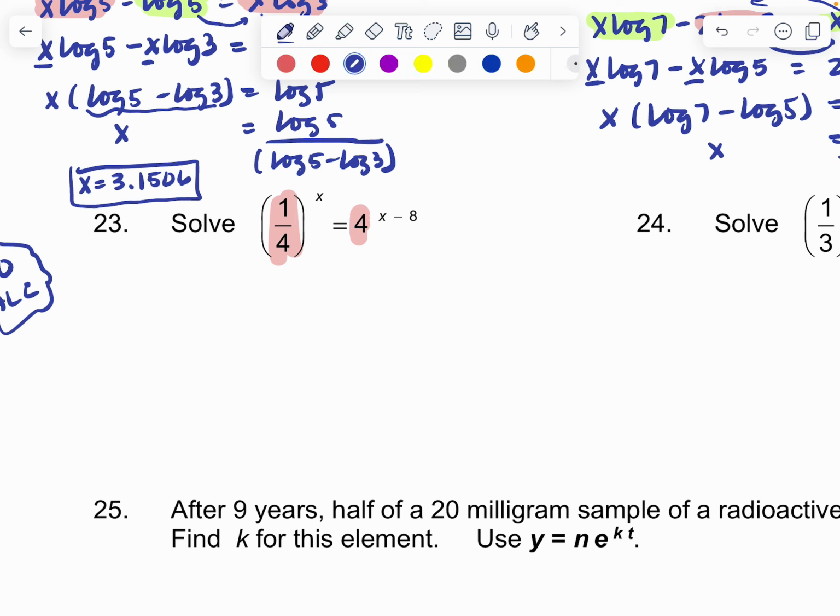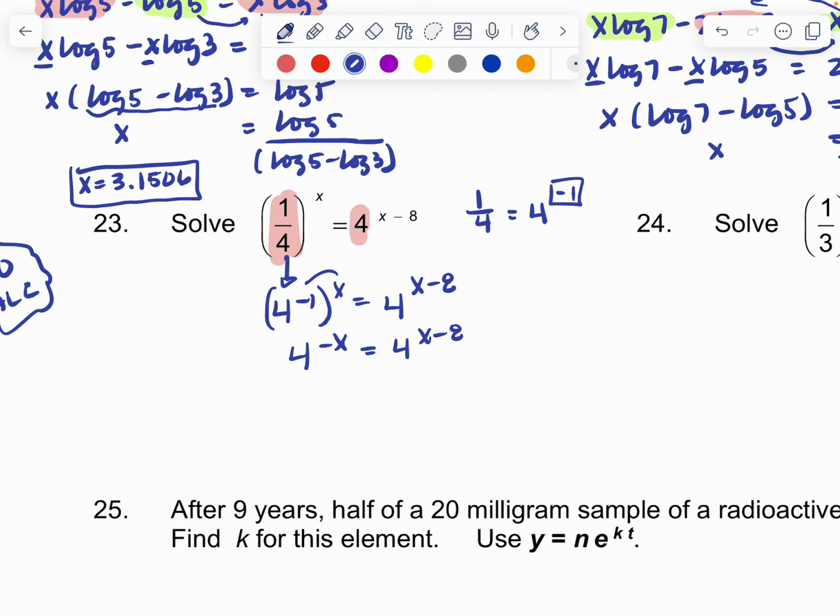So look, if I can get this base to equal that base, then I don't need logarithms, right? So how can I rewrite 1/4 as 4 to some power? Any ideas? Yeah, this stumped us today. Look, 4 to the negative 1 actually gives you 1/4. Remember, a negative exponent brings that base down into the bottom as a denominator. So I'm going to rewrite this as 4 to the negative 1, and then it's being raised to the x power, and leave this as a 4 to the x minus 8. Power to power, you multiply. So 4 to the negative x equals 4 to the x minus 8.